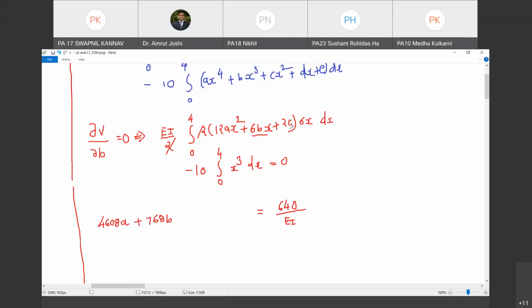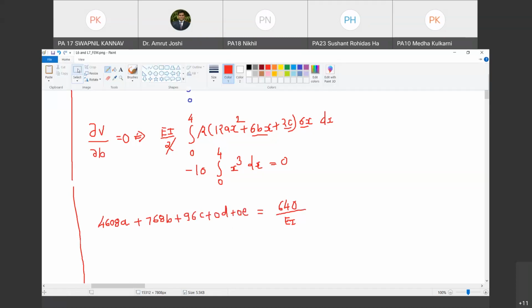Then the integration of the third term, 2c multiplied by 6x. So it is going to be 12x. So I have to find out the integration of 12x. So let me do that. It turns out to be 96. Correct me if I'm wrong. So plus 96c, plus 0d plus 0e is going to be equal to 640 by EI. This is the second equation.